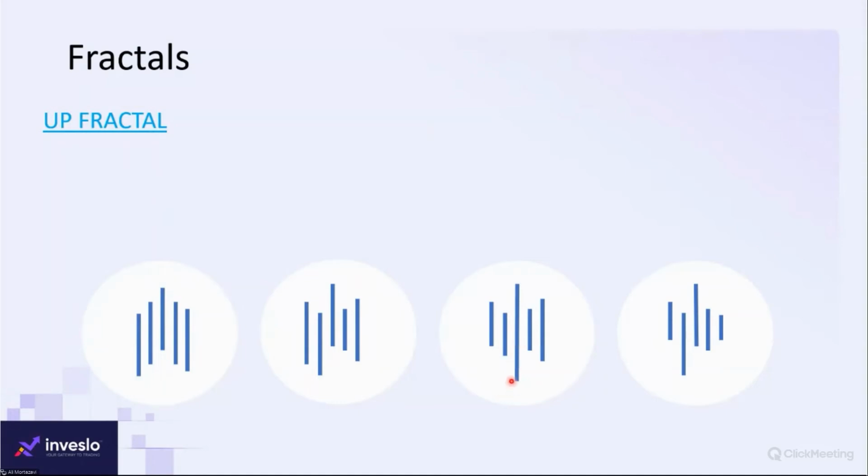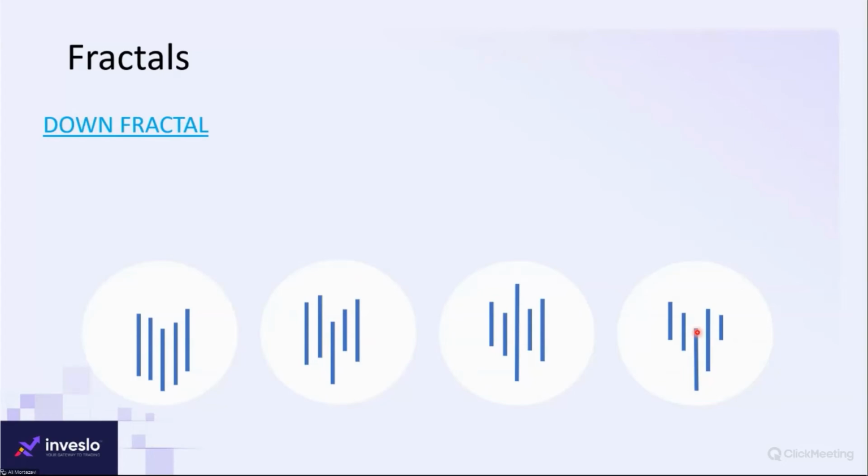Okay, and there are some ways that we can make it clear when it comes to generating signals. So these are some examples of the up fractals, and the thing is that the middle one should have the highest high. Very simple, guys. And on the other side, we have down fractals. It's very similar. It's a minimum of 5 bars where the lowest low is the middle one, preceded by 2 higher lows and followed by 2 higher lows again. So we call it a down fractal.